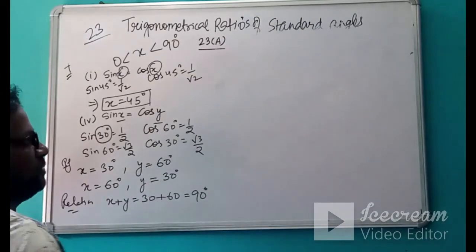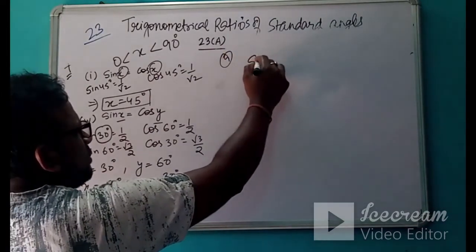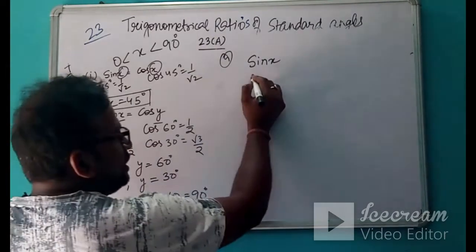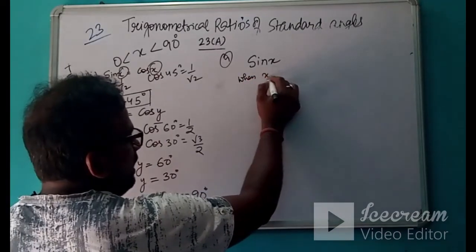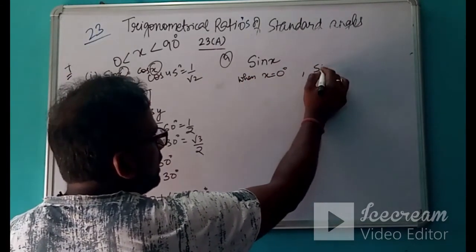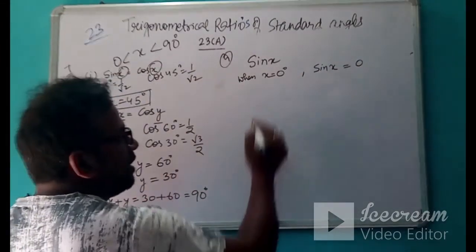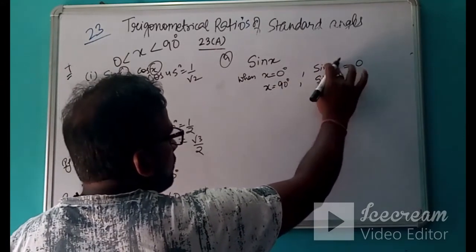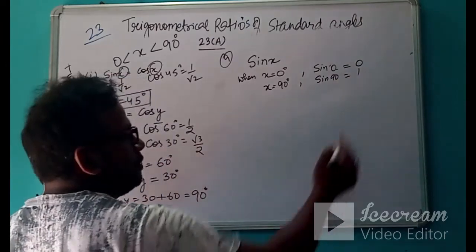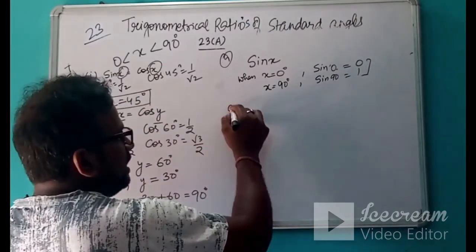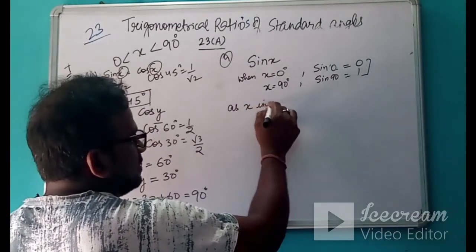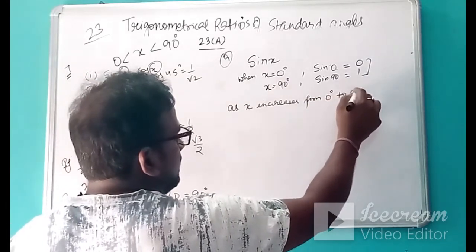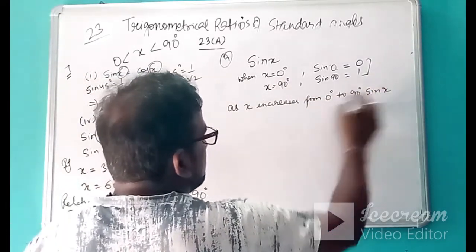Okay, like this you can see. Now a few more reasoning questions are there, like what is the value of sin x when theta increases or decreases. So if you see carefully, when x equals 0 degrees, what was sin x? Sin x equals 0. And at x equals 90 degrees, what was sin 90? If you remember, sin 90 was 1. So you can see very easily that as x increases from 0 degrees to 90 degrees, sin x increases.